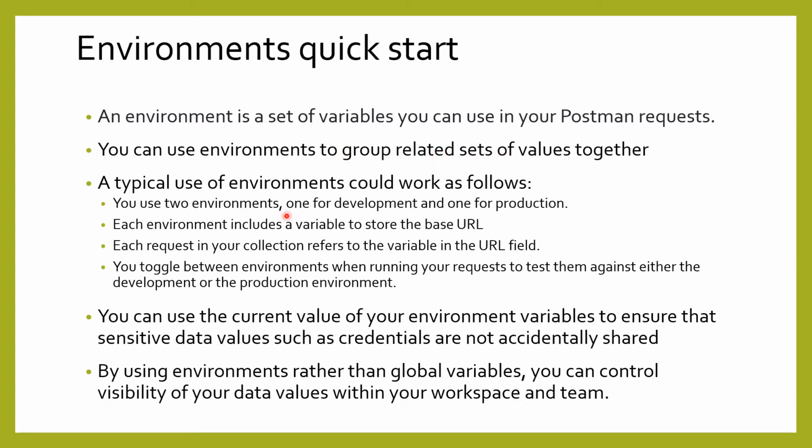The typical use case would be, let's say you have two environments, one for development and one for production, and we have this URL, and its base URL will always be different for both environments. It will never be the same in any organization. So you can keep this base URL as part of your environment level variable, so that when every request in your collection refers to this URL field, it will pick up the value from the environment in which you are currently executing that collection.